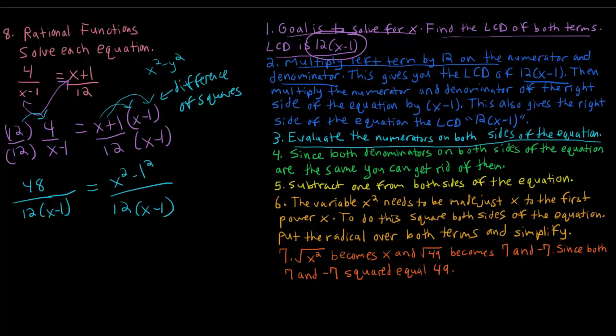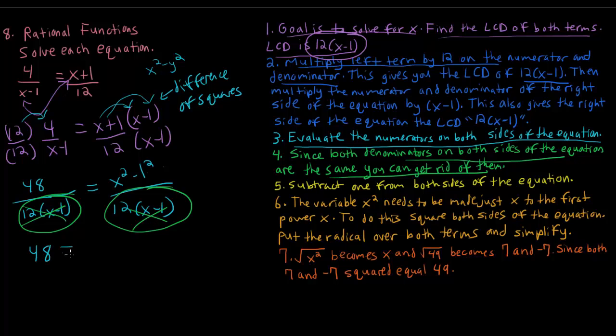Step 4, since both denominators are the same on both sides of the equation, you can get rid of them. So in this case, 12 times x minus 1, 12 times x minus 1 are both the same denominators. We can just get rid of them. And even right here, I probably should have finished evaluating this, because negative 1 squared would just be minus 1. So we should be left with 48 equals x squared minus 1.